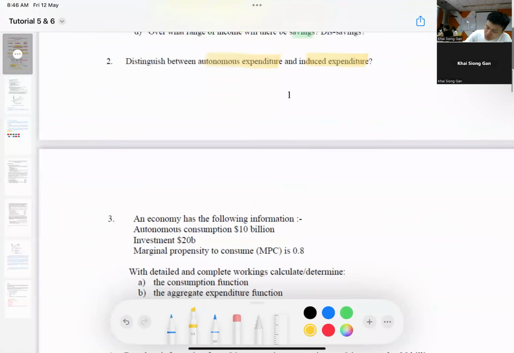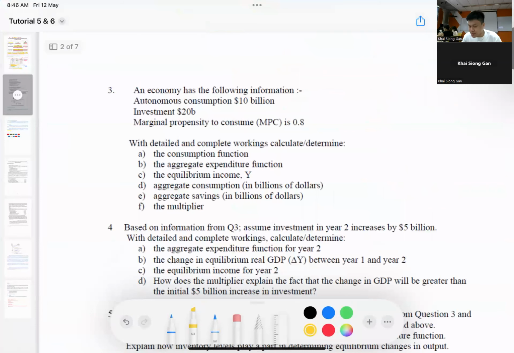So let's have a look into question number 3. Question number 3 is specifically the kind of question you'll come across in your midterms. An economy has the following information: autonomous consumption is 10 billion, investment is 20 billion, and MPC is 0.8. With detailed and complete working calculations, determine the consumption function, the aggregate expenditure function, and the equilibrium income, Y, like what I mentioned just now.